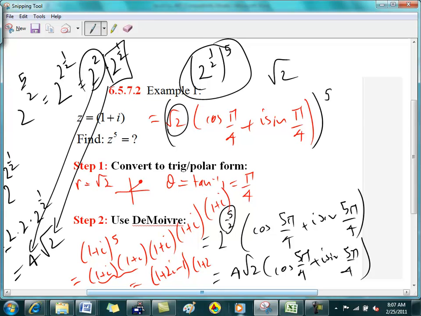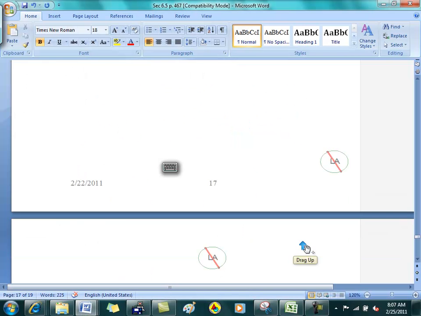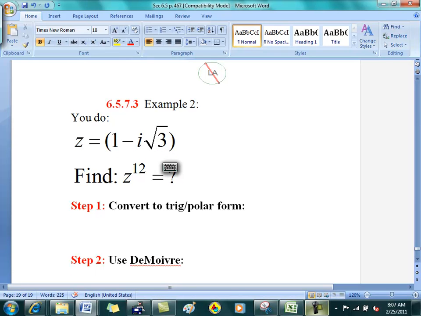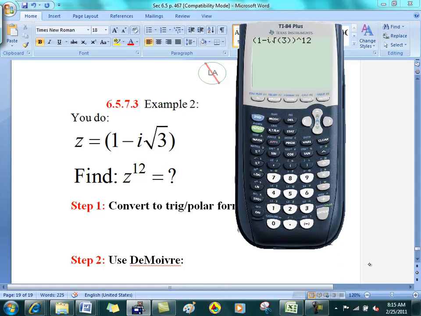Okay, I think I'm done. Let me see if there's another example for you guys to work on. You do that F problem. Alright, everybody got that? And then you hit enter and you should get 4096.